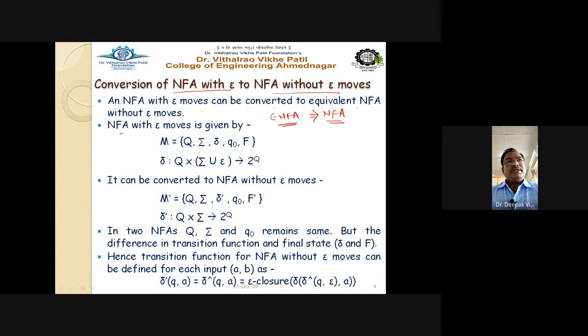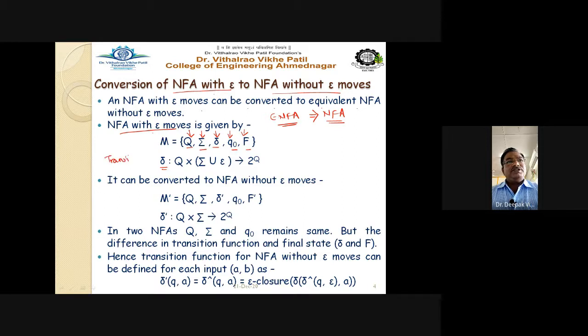The NFA with epsilon moves, how to define? You know very well what is the definition of NFA with epsilon moves. So Q, sigma, delta, Q0, F, where Q is nothing but a finite number of states. Sigma is nothing but a set of finite input alphabet. Delta is nothing but your transition function. Q0 is nothing but the start state, and F is nothing but your final state. Right. And the delta function or the transition function, I can say here.